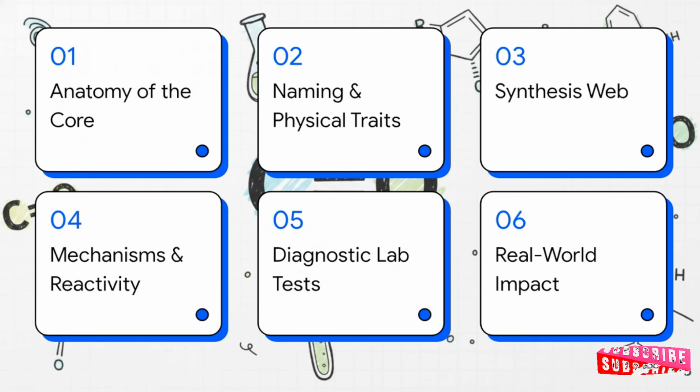Here's our roadmap for today. 1. Anatomy of the carbonyl core. 2. Naming and physical traits. 3. Synthesis web. 4. Core mechanisms. 5. Diagnostic lab tests. And finally, 6. Real-world impact. Let's get into it.